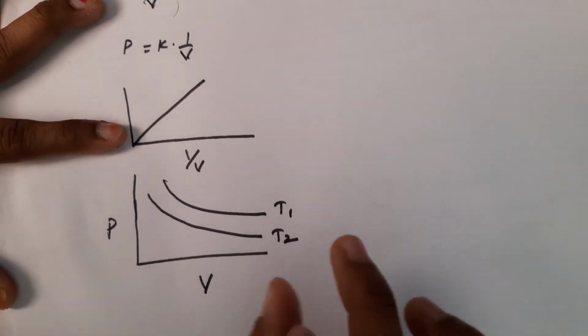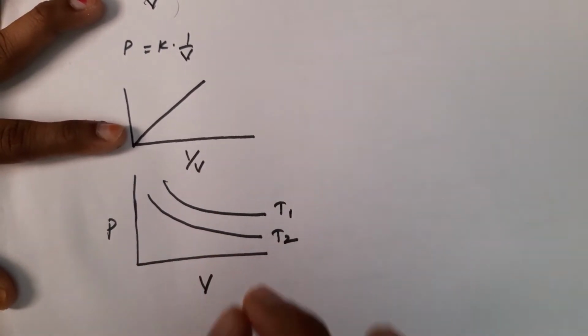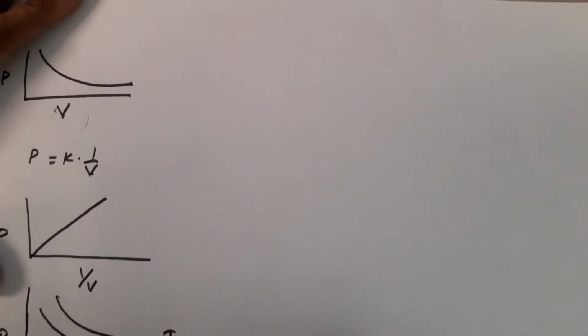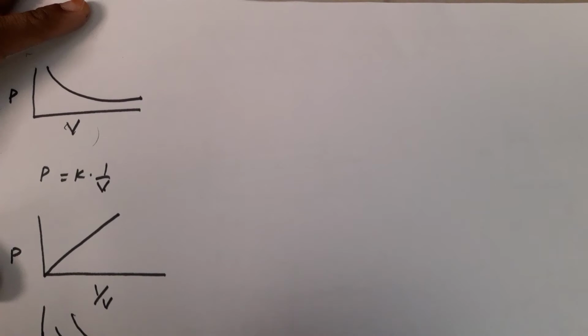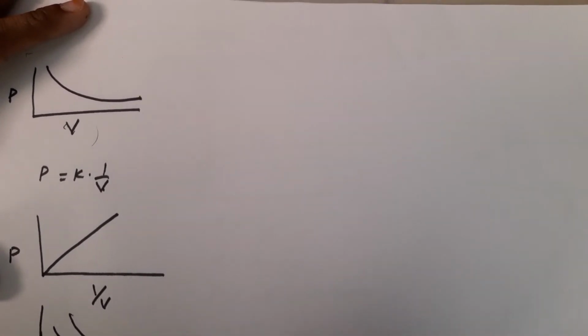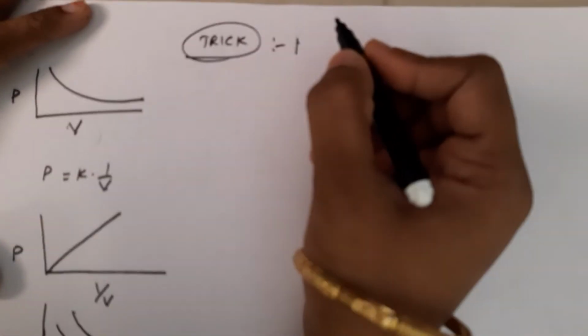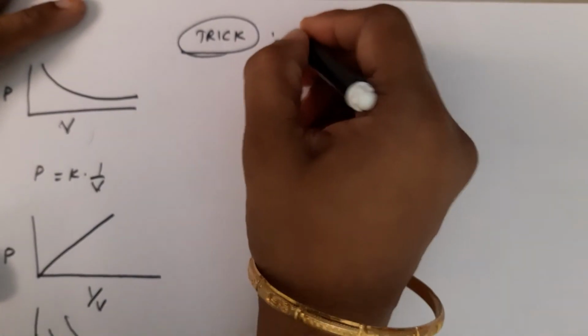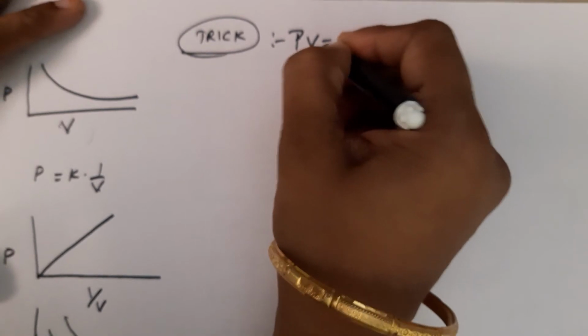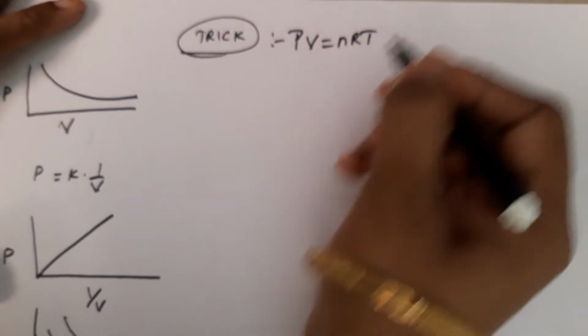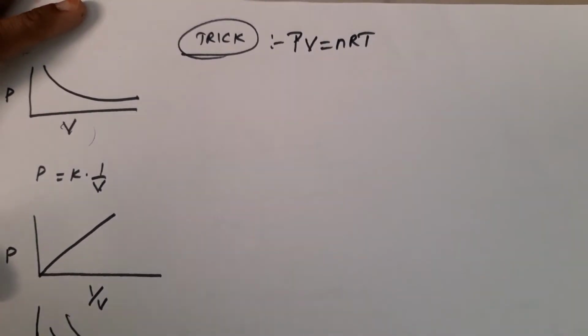Here is a simple trick, I will explain the trick that is very important. Please students, please remember. If you remember that trick, then you can draw any graph from any gas law. Then you can find out any relation from a gas law. Okay, the trick is here. Remember the ideal gas equation. What is the ideal gas equation, students? PV is equal to nRT.